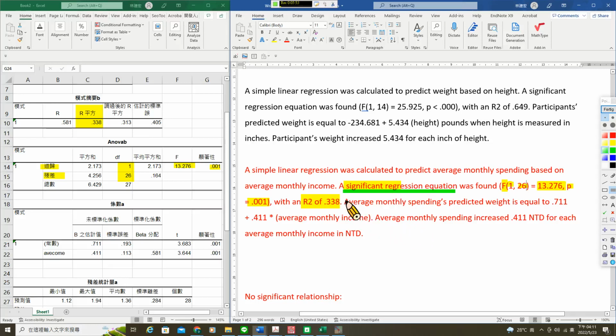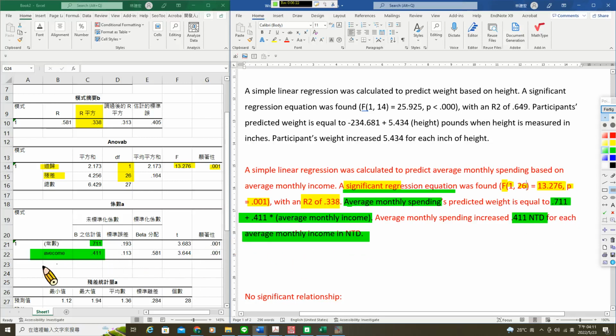Then here comes the regression. Average monthly spending's predicted value is equal to 0.11711 plus this one. So look here, 711 is here, right? And this is here. So average monthly spending increased for each unit of monthly income by this amount. So this just repeats the same information, starting from here and producing here.